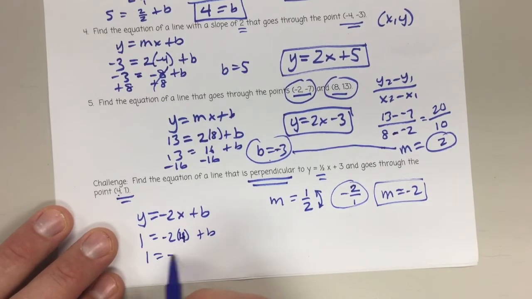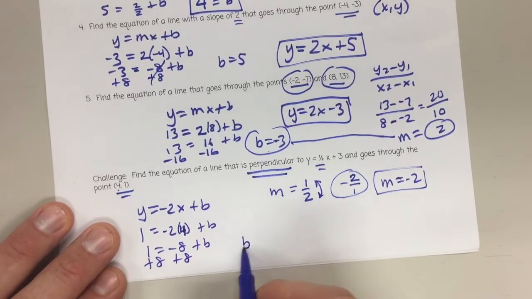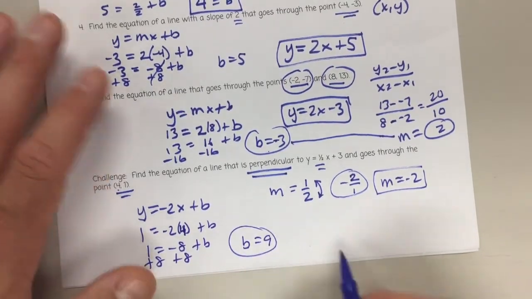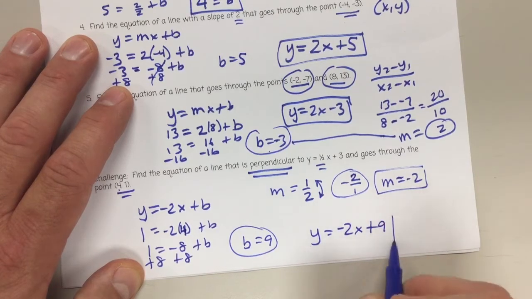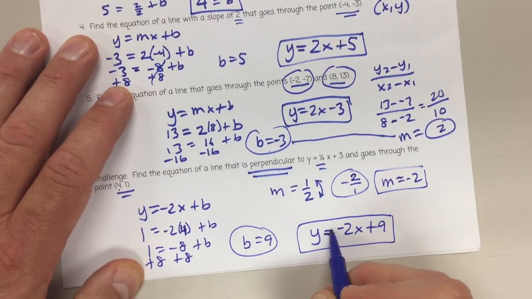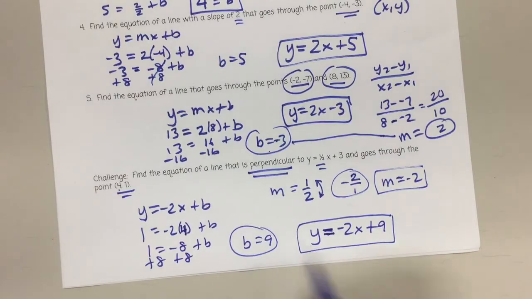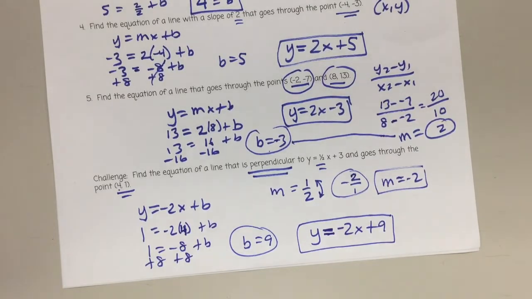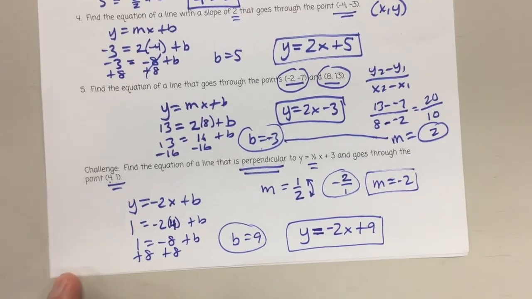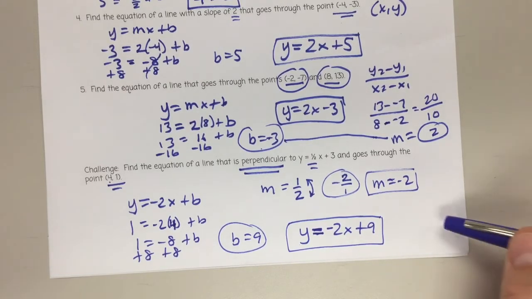And then I solve this. So it's -8 plus b, add 8 to both sides. I get b is 9. So my equation is y equals -2x plus 9. So the trick there was knowing that when something's perpendicular to something else, you just flip the slope over and make it negative. That's a geometry review. If I ever asked you to do this on a test or a quiz, it would be for extra credit. But I just wanted to show you that.